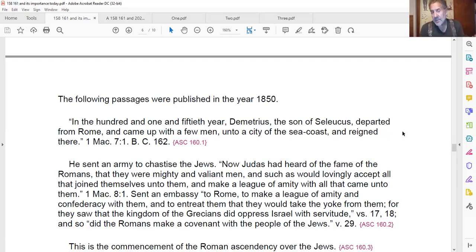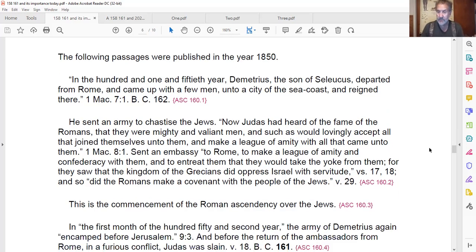He sent an army to chastise the Jews. Now Judas had heard of the fame of the Romans, that they were mighty and valiant men, and such as would lovingly accept all that joined themselves unto them, and make a league of amity with all that came unto them. 1 Maccabees 8:1. Such an embassy sent an embassy to Rome to make a league of amity and confederacy with them, and to entreat them that they would take the yoke from them, for they saw that the kingdom of the Grecians did oppress Israel with servitude. Verses 17 and 18. And so did the Romans make a covenant with the people of the Jews.